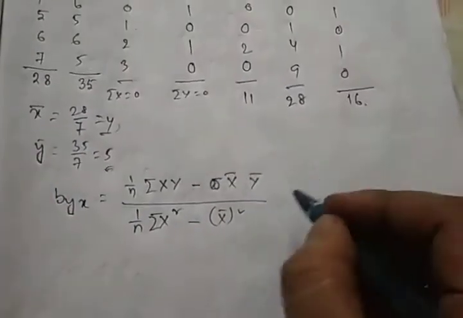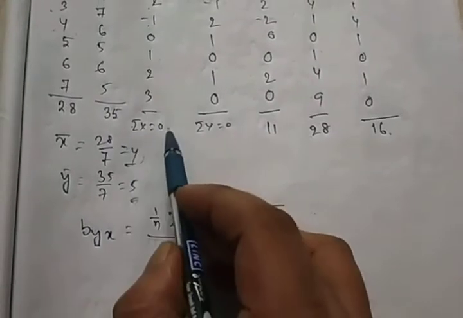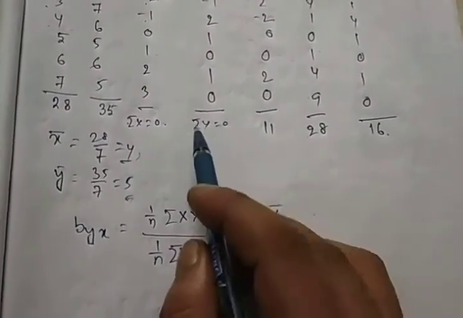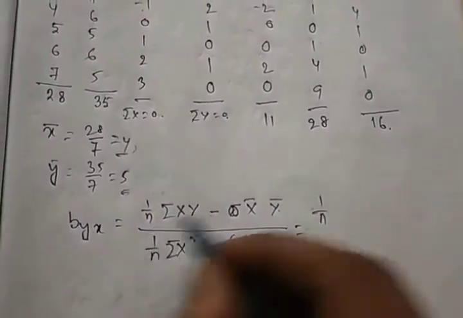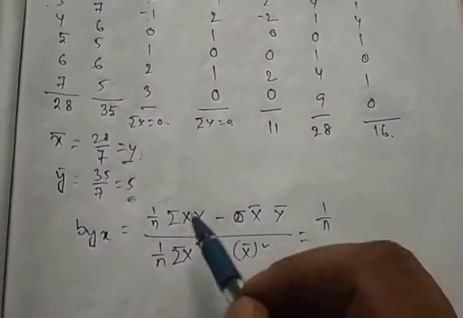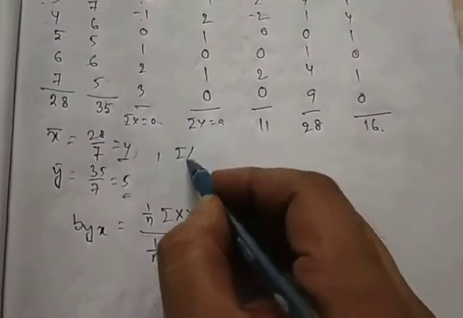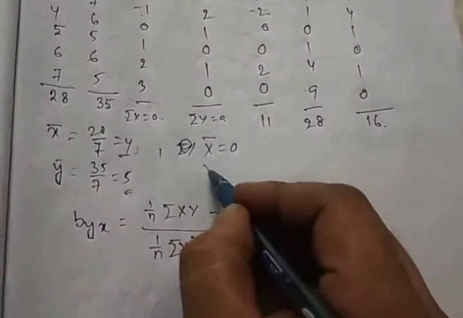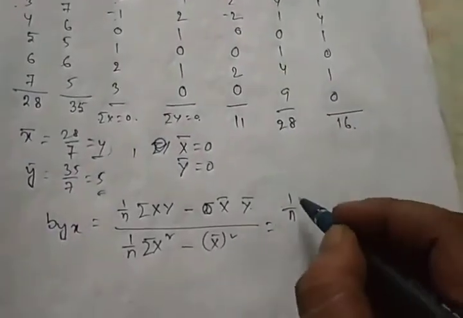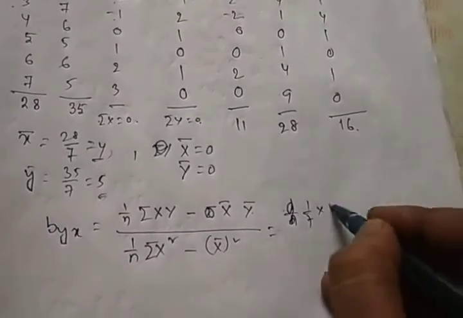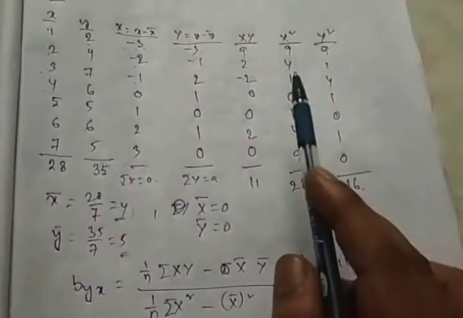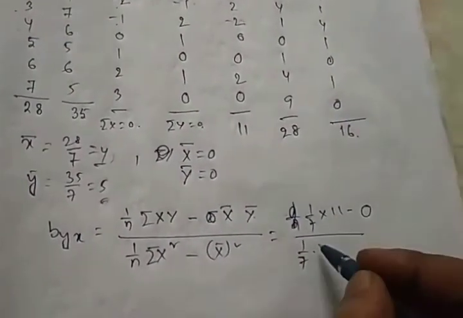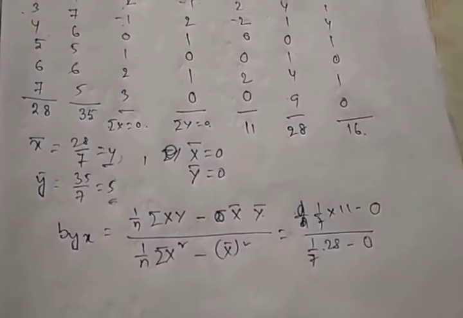Now as we get summation x equals 0, capital X bar will be 0, and summation y equals 0, capital Y bar equals 0. So these are the zeros. So we get 1 by n summation xy, where capital X bar will be 0 and capital Y bar will be 0. Summation xy is 11. 1 by n, that means 1 by 7 into 11 minus 0, divided by 1 by 7 into summation x square, which is 28, minus 0.